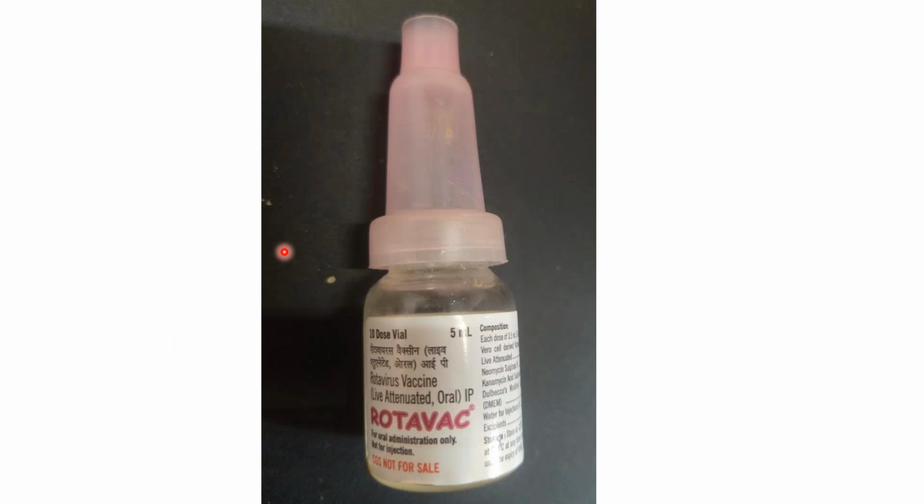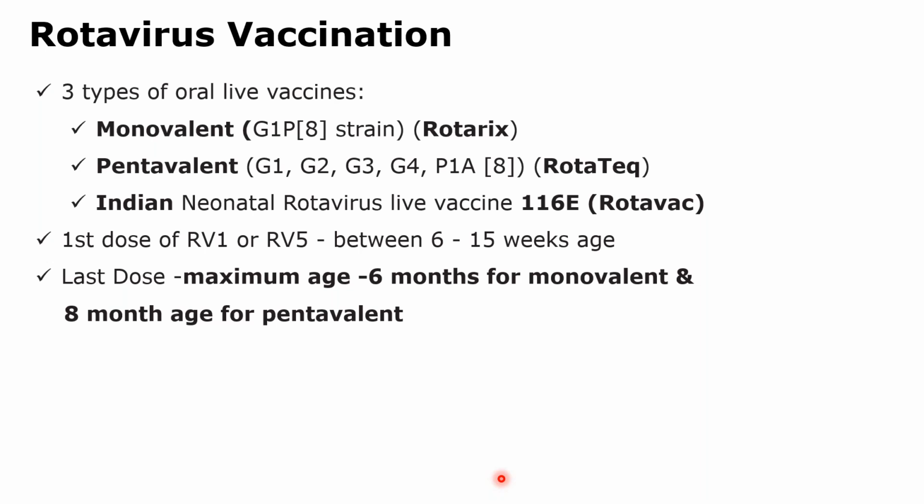So moving ahead, what vaccine is this? You can all see that there is an oral dispenser attached here. So this is the rotavirus vaccine. Okay. This is for oral administration, and it is a live attenuated vaccine. Three types of oral live vaccines are available. Previously there was a vaccine by the name of RotaShield, which used to cause a high incidence of intussusception. So that is why it is no longer used.